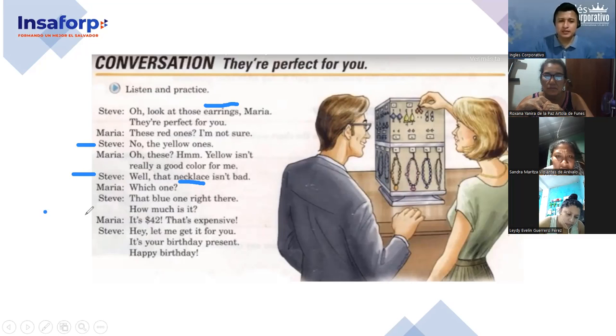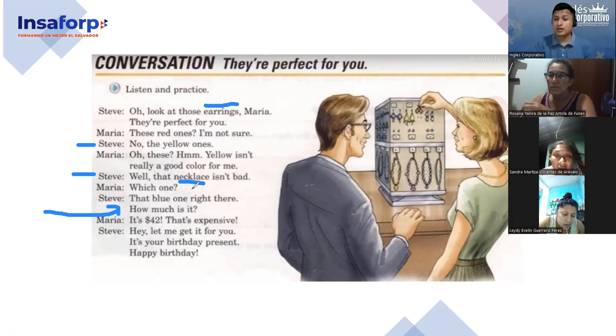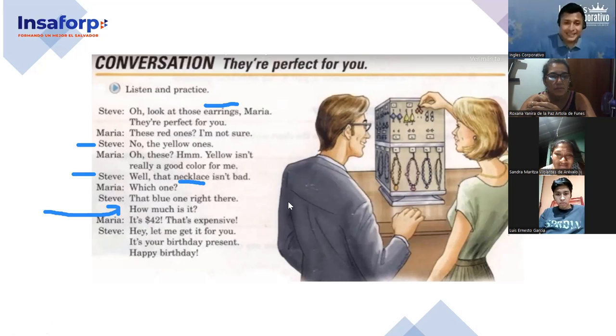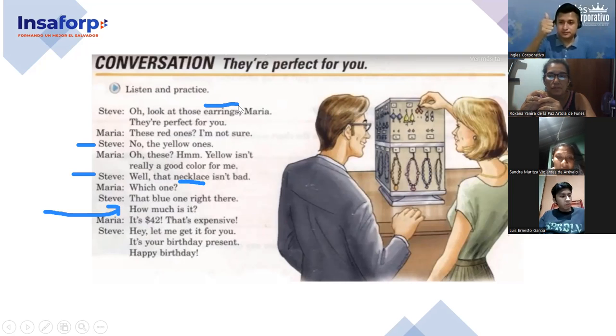Mire, esta cuestión que está aquí. How much is it? ¿Para qué cree que es esa cuestión? How much is it? ¿Qué tanto vale? Exacto. ¿Cuál es el precio? Right? Cuando usted va al centro, right? Y ve algo beautiful, usted dice, hey, how much is it? How much is it, right? ¿Es singular o plural? Singular. It's singular because the verb to be is singular. And also, it is singular, right? So, how much is it? Oh, yeah. Very good. Very good. Okay. Sandra, everything good? Yes.